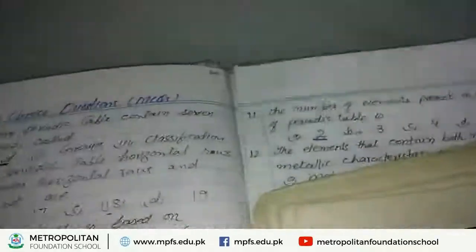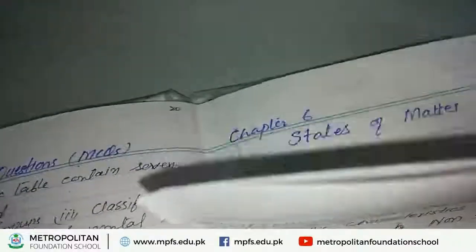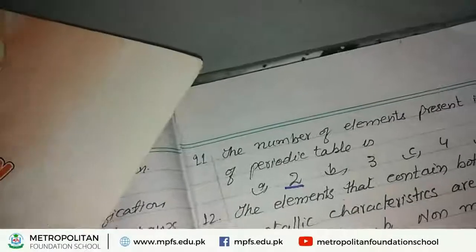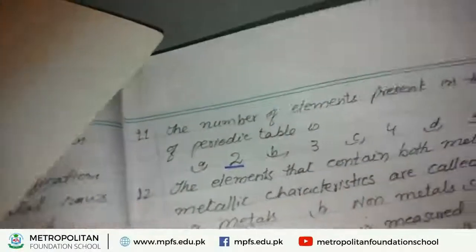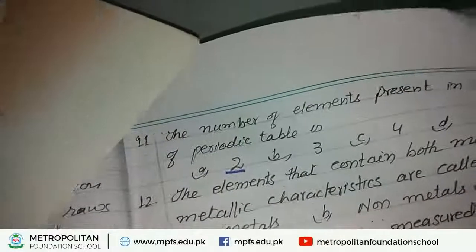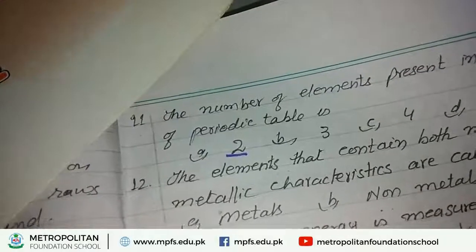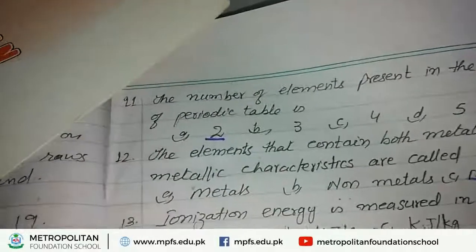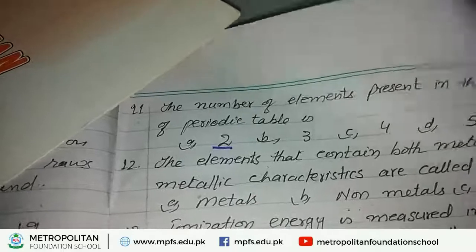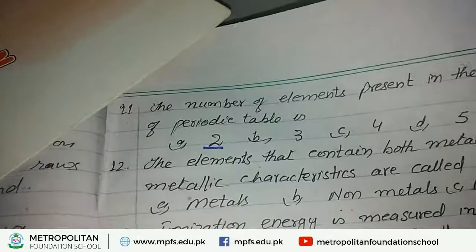Okay, next move. MCQ 11. The number of elements present in the periodic table is: option A 2, option B 3, option C 4.